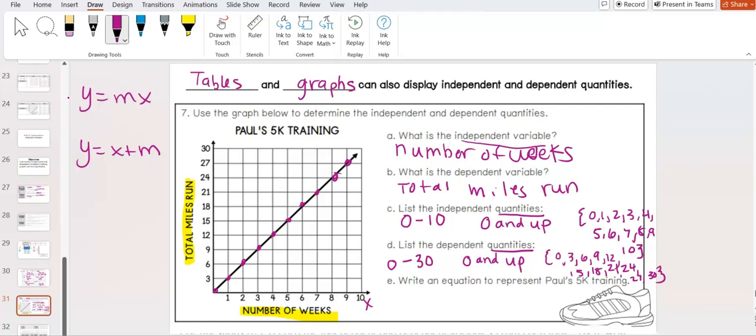Well, if you remember from our previous videos, multiplicatives always start at 0, 0. And if I look, I'm always multiplying every x by 3 to get my y. So we're going to take a multiplicative equation, and our constant is 3. So our equation is y equals 3x. So basically, he runs 3 miles every week.